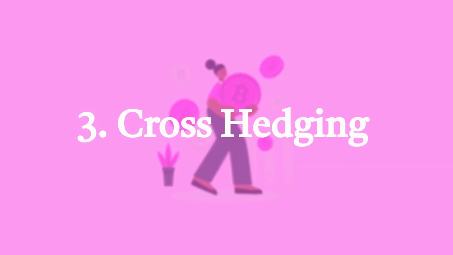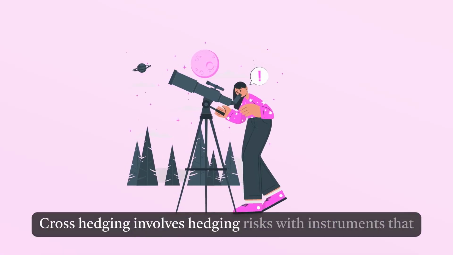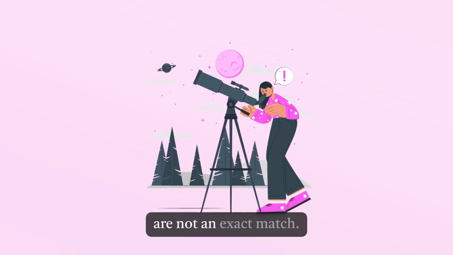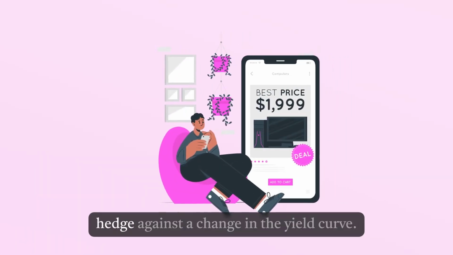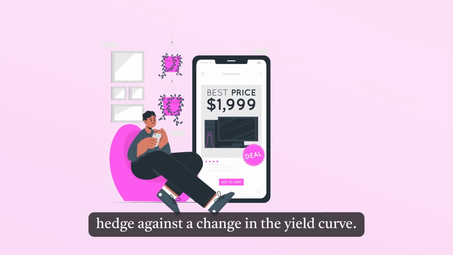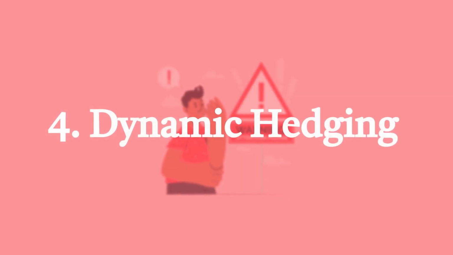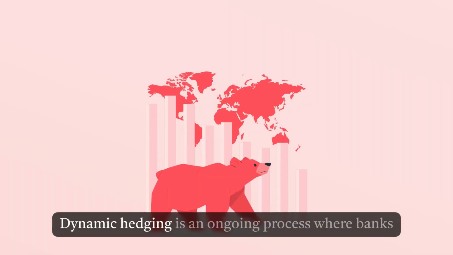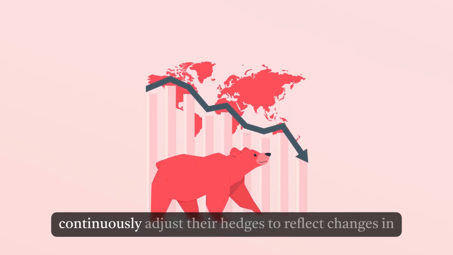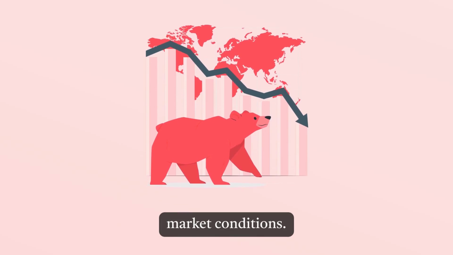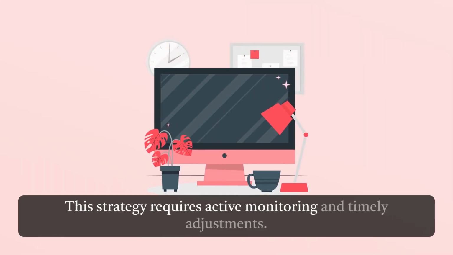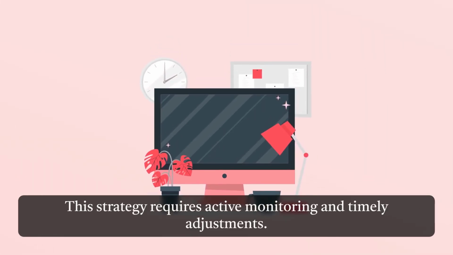3. Cross-hedging. Cross-hedging involves hedging risks with instruments that are not an exact match. For example, using an interest rate swap to hedge against a change in the yield curve. 4. Dynamic hedging. Dynamic hedging is an ongoing process where banks continuously adjust their hedges to reflect changes in market conditions. This strategy requires active monitoring and timely adjustments.